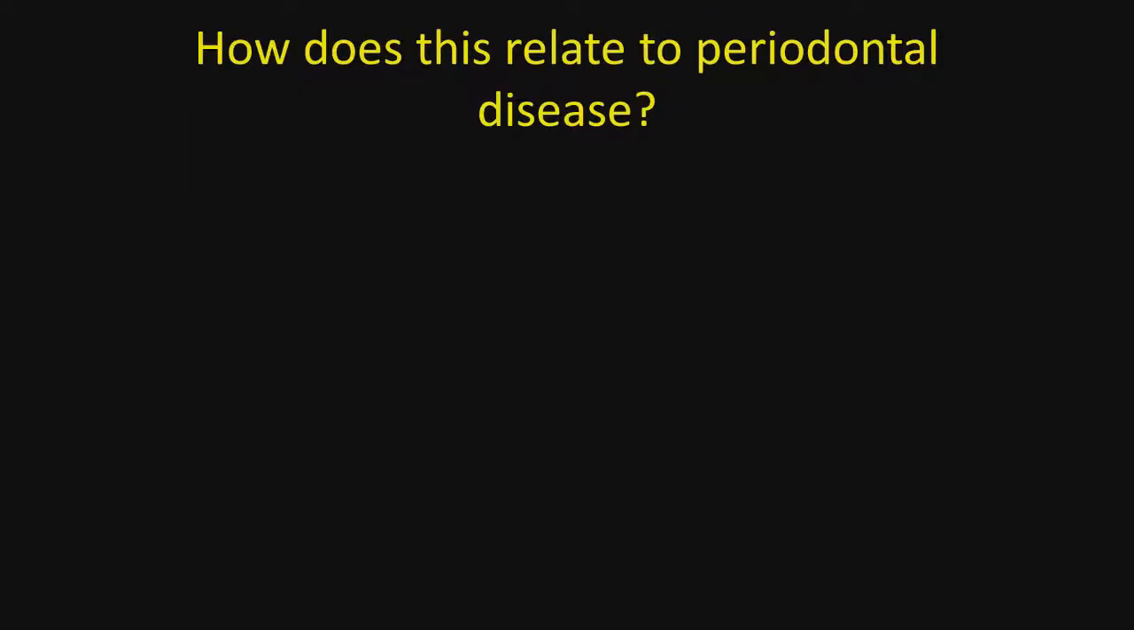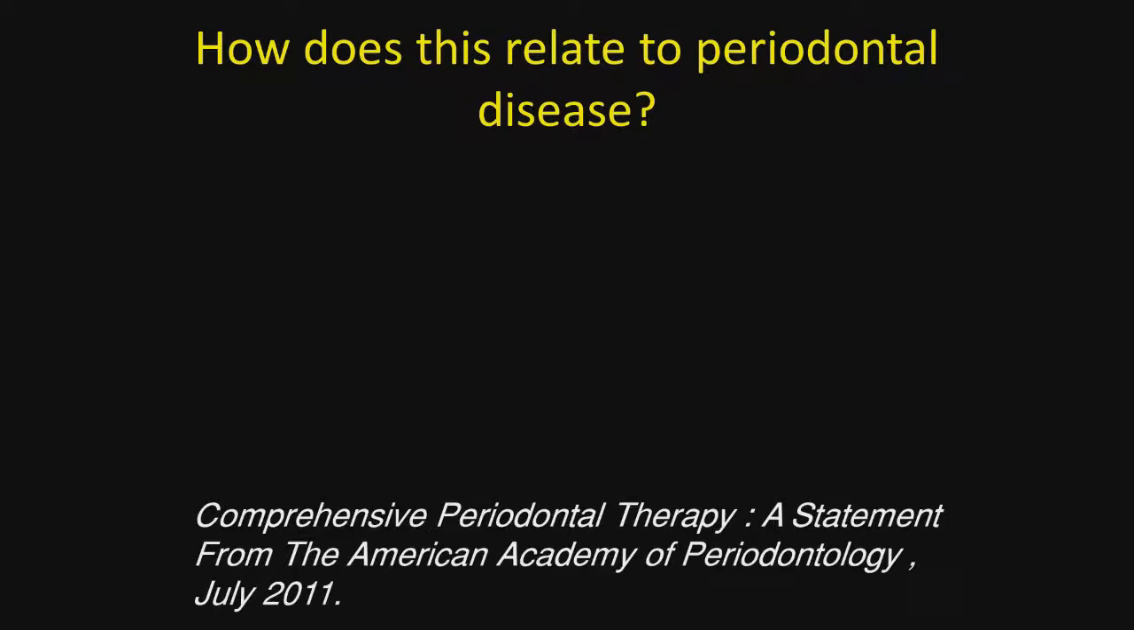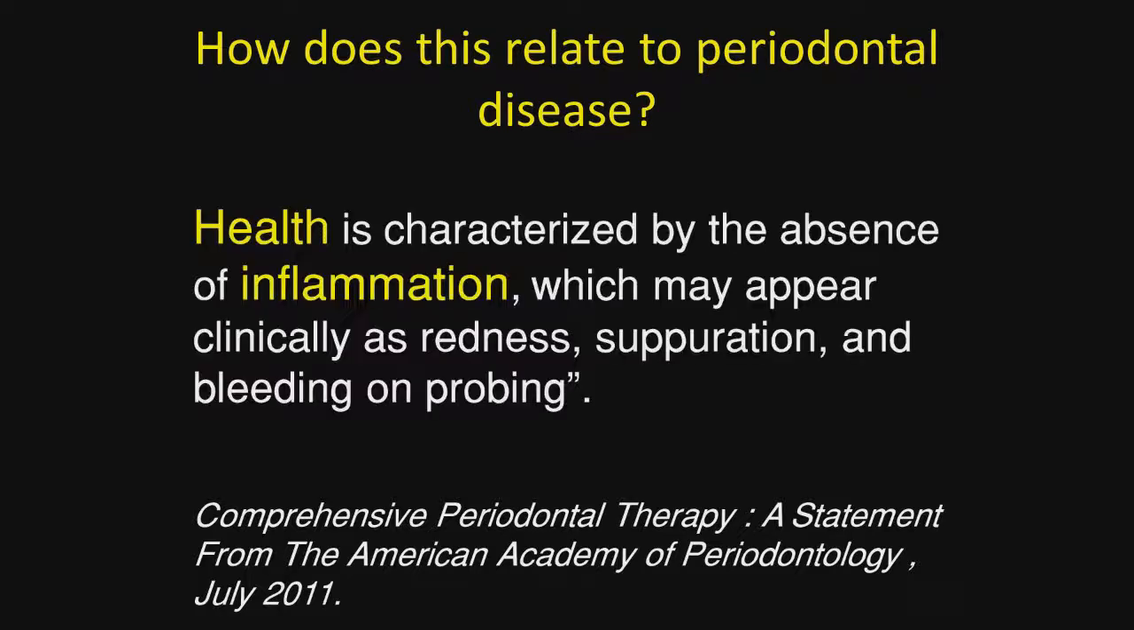How does this relate to periodontal disease? In this position paper published in 2011, the American Academy of Periodontology states, health is characterized by the absence of inflammation, which may appear clinically as redness, suppuration, and bleeding on probing. That is health. But I do not agree with one word, the absence of inflammation. The reason being, I don't think it is possible to have an absolute absence of inflammation. But what we want to do is to reduce the level of inflammation to an absolute minimum.